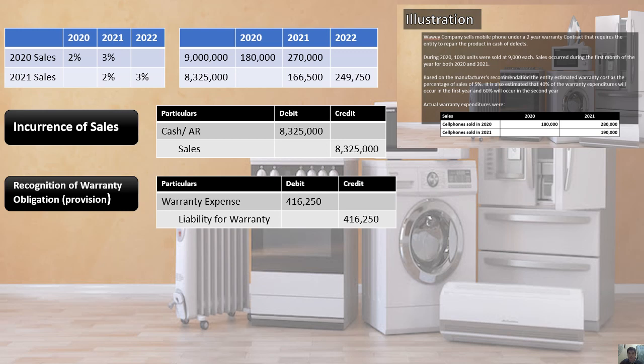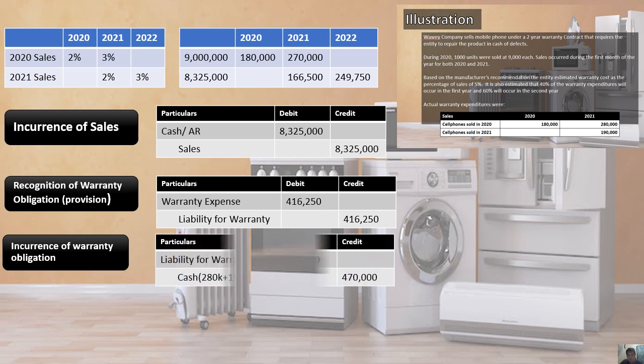Then on the third accounting event, which is the incurrence of warranty obligation, based on the illustration, meron tayong dalawa. The sales made during 2020 and the sales made during 2021. So 280,000 plus 190,000. Therefore, the actual warranty obligation is 470,000.